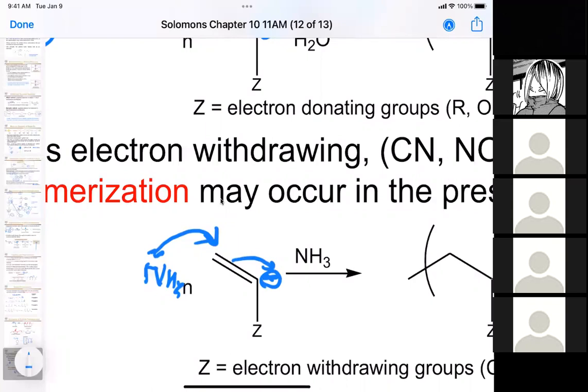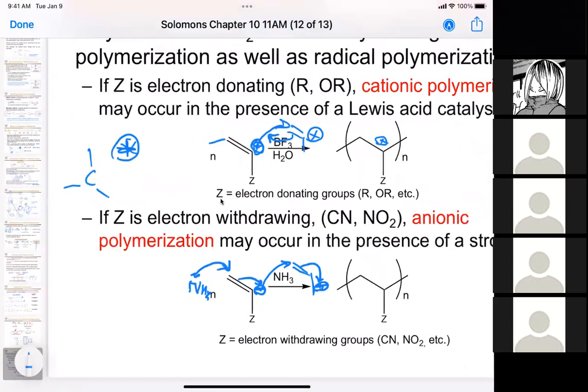Then this is our new anion, and then we can have another one over here. And these can go, both electrons here, both electrons forming another anion here. Because of that, we want electron withdrawing groups there to stabilize that charge. We have an anion, but it's going to be more stable if we can dump some of that on a neighboring atom.